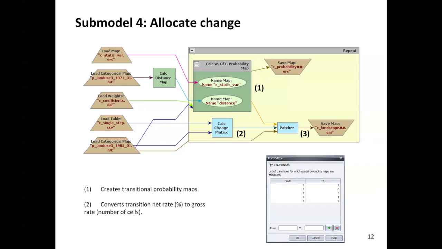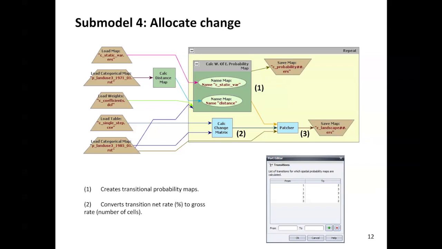After finishing the 3 calibration submodels, we can now build the allocate change submodel. In this submodel, we will create a series of transition probability maps and a 1999 land use prediction map.